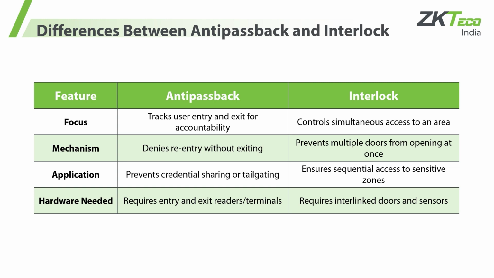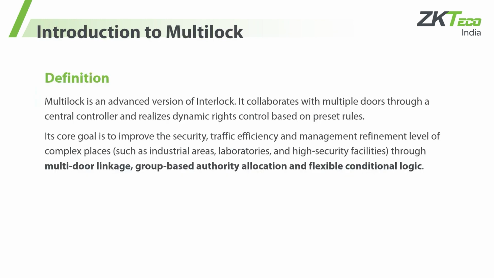In mechanism, anti-passback prohibits re-entry without leaving first. Interlocking prevents multiple doors from opening at the same time. In terms of applications, anti-passback prevents access control abuse, credential sharing, or trailing entry, while interlocking ensures access to sensitive areas in order. In terms of hardware requirements, anti-passback requires card reader terminal equipment at entrances and exits, and interlocking requires interconnected doors and sensors. The third concept we want to introduce is multi-lock.